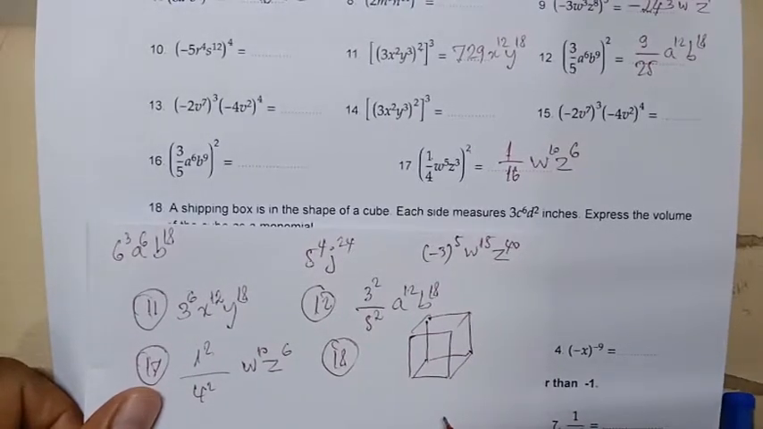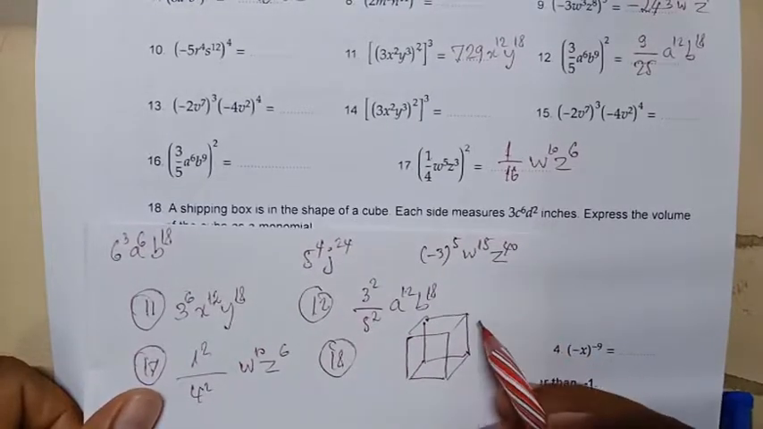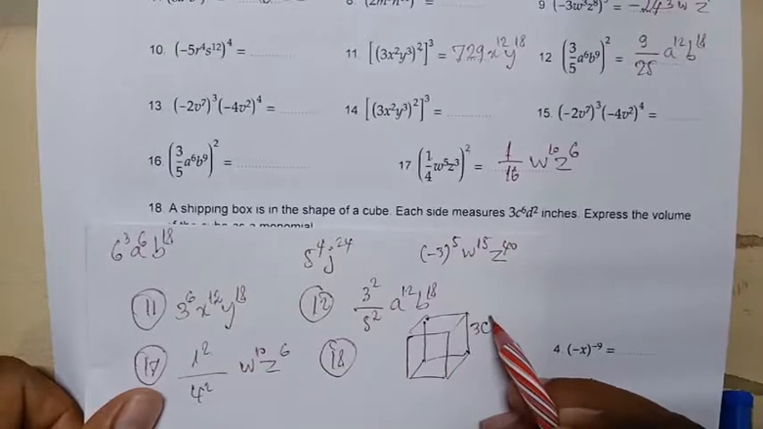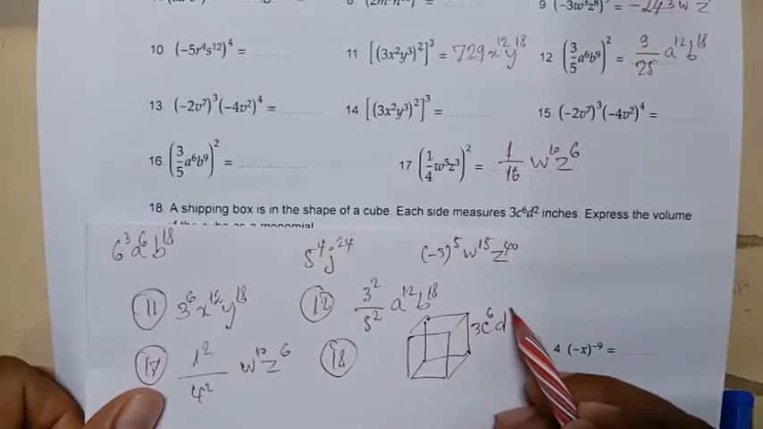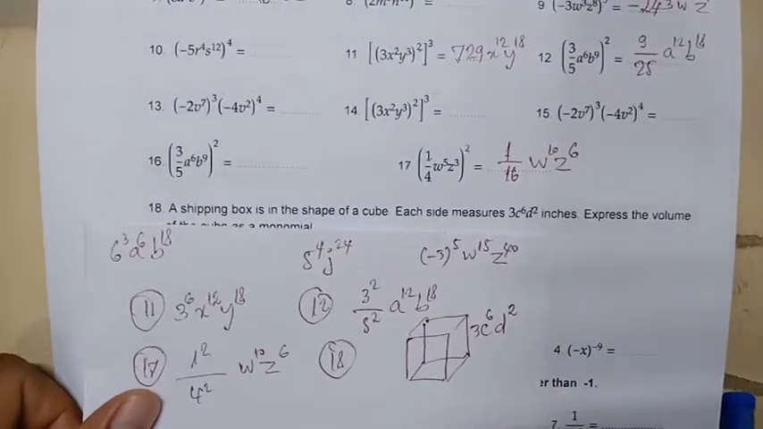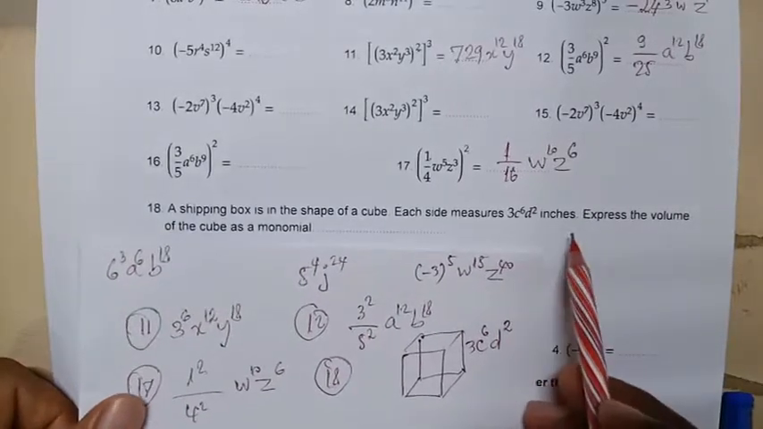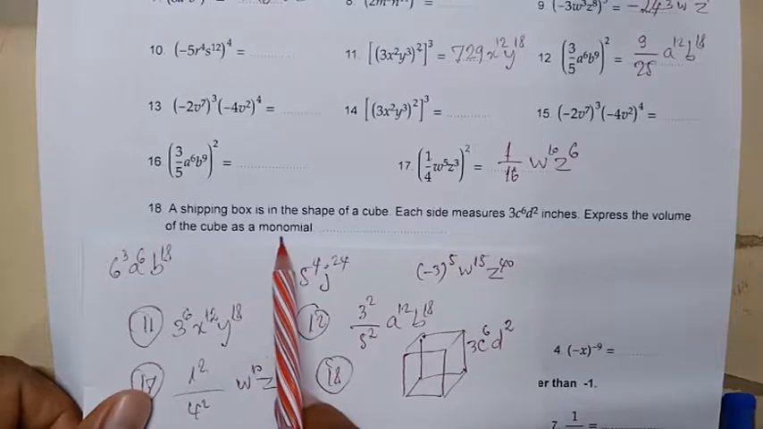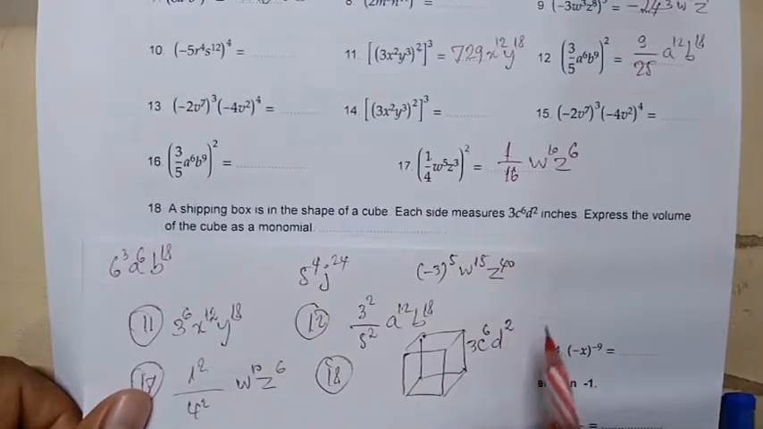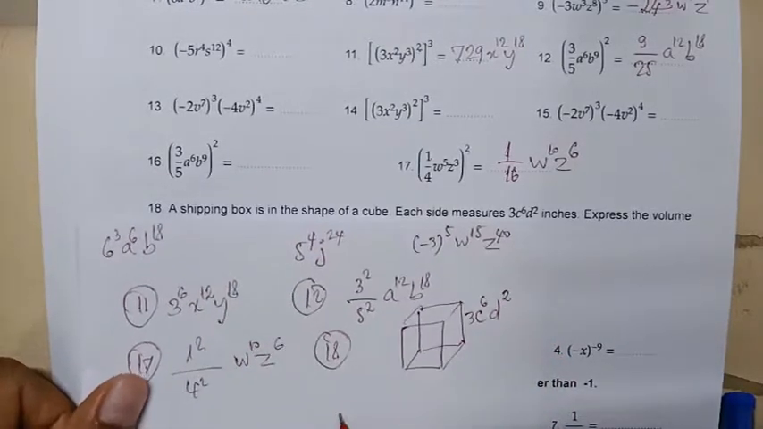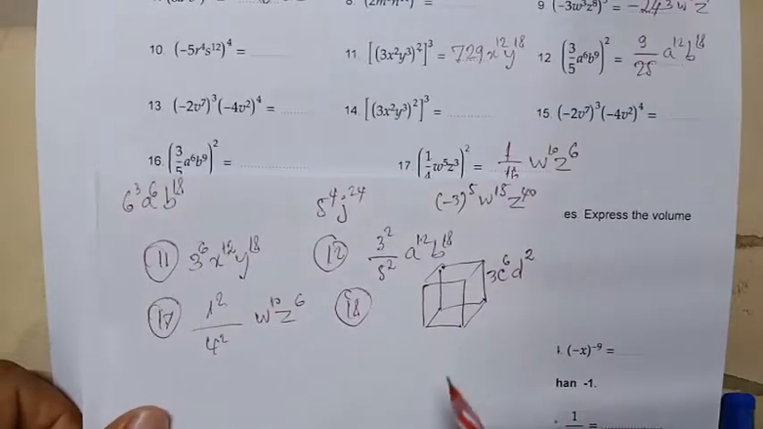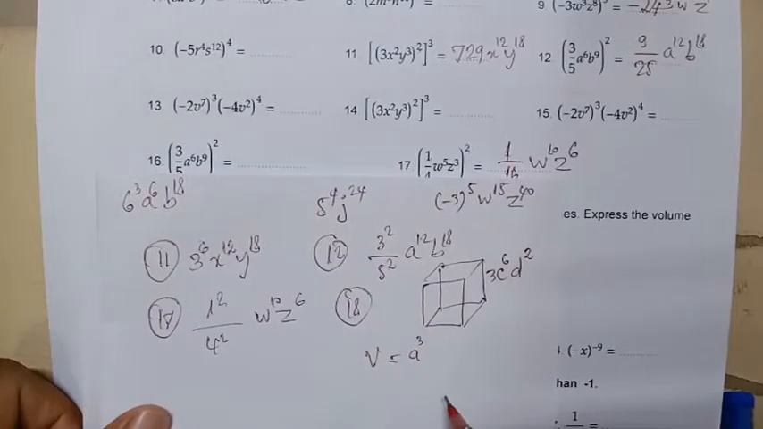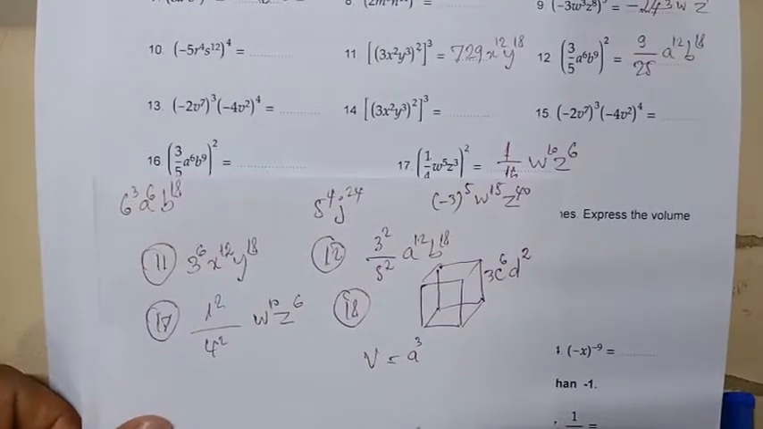Okay, this is a cube shape, and one of the sides measures 3, C raised to 6, and D raised to 2. Express the volume of the cube as a monomial. Okay, find the volume. The volume of a cube is V equal to A to the third. That's the volume of a cube.